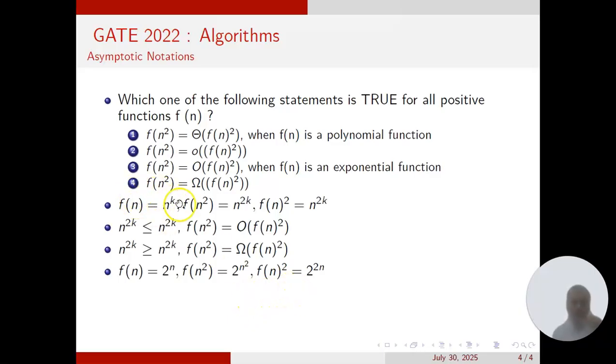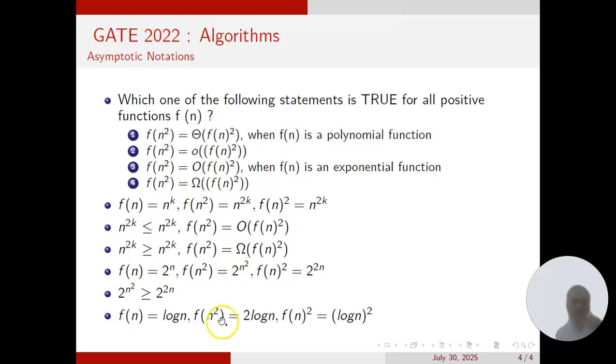But when we consider f of n as a logarithmic function, then f of n square is 2 power, that is log n whole square, that is 2 log n. F of n square is log n whole square, and you can see that f of n square is less than or equal to f of n whole square. So from that, the fourth option is also not correct. So the final answer is only the first option holds.